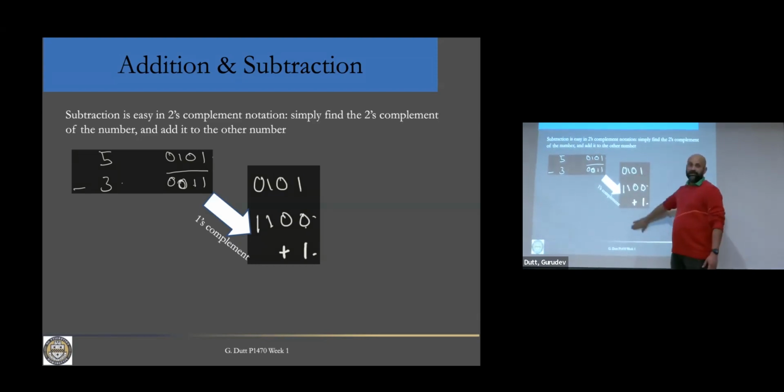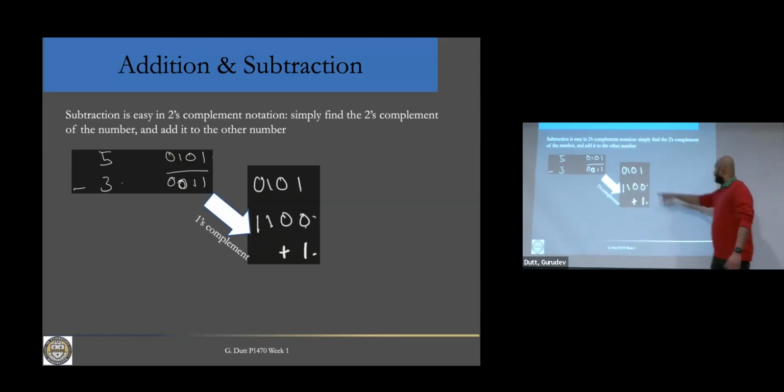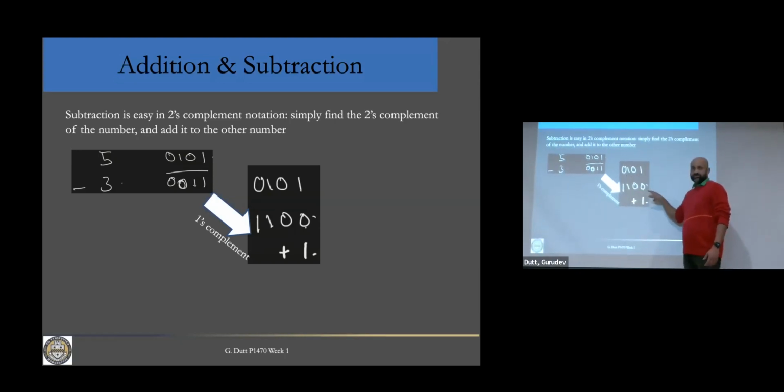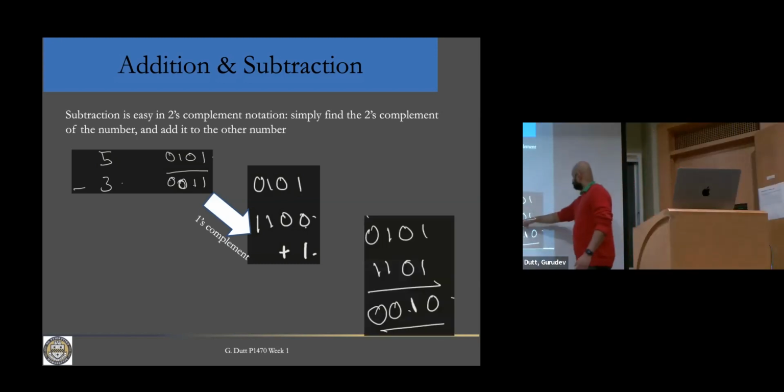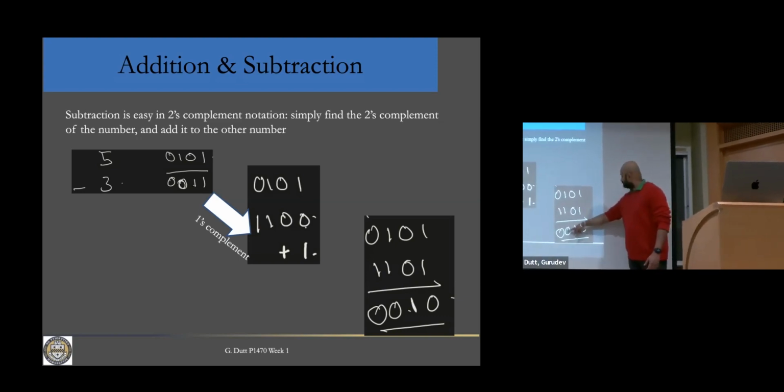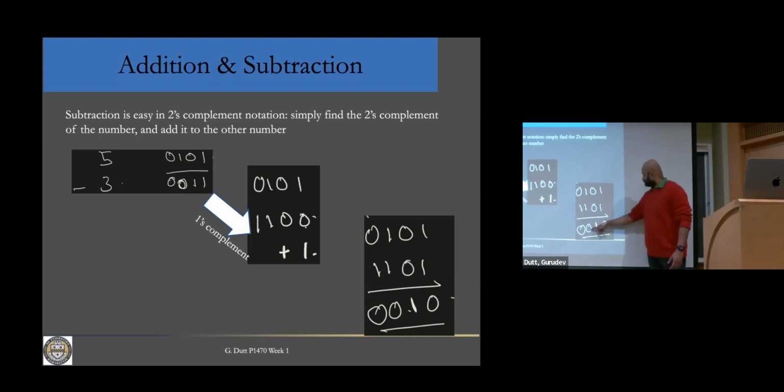So now I just need to add these numbers, 0, 1, 0, 1 and 1, 1, 0, 1. Now I calculate that. 1 and 1, when I add that, is a 0 and carries the 1. Add 1 and 1, that carries a 0. And that gives you a 0 and carries the 1. And then 1 plus 1 is again a 0.